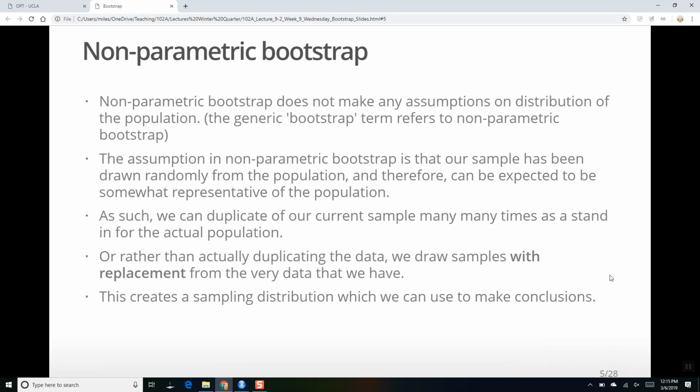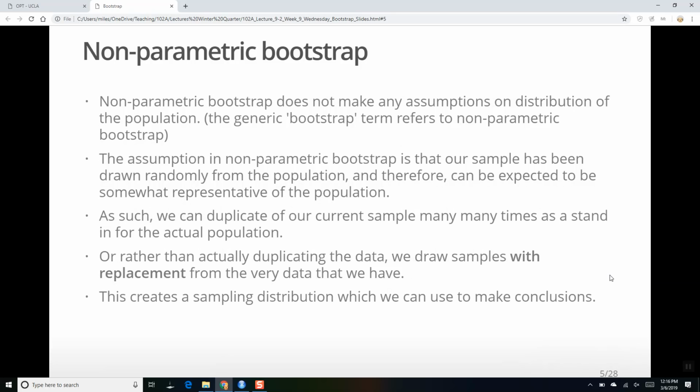Turns out you don't actually even have to do the process of cloning your population, you're cloning your sample. You can just sample from your sample with replacement. If you draw from your sample with replacement, that's effectively creating infinite copies of your sample to create your population. So that's what nonparametric bootstrap does. We sample from our sample with replacement, and that's effectively making infinite copies of our sample as our population, and we're drawing from that to create our sampling distribution.